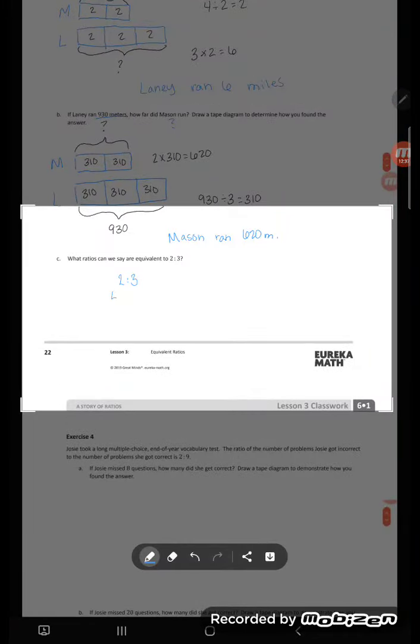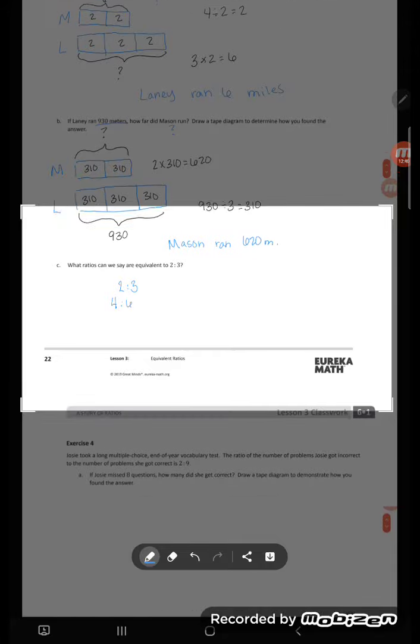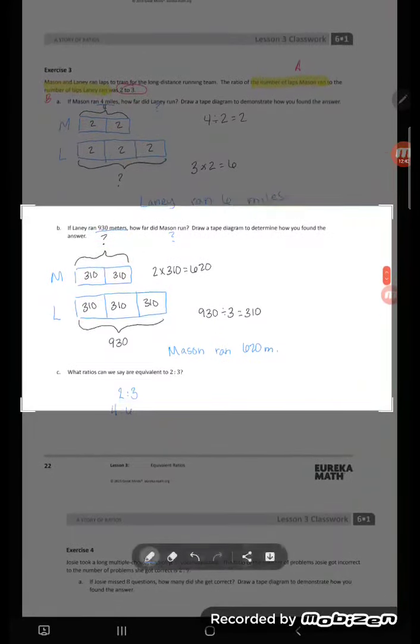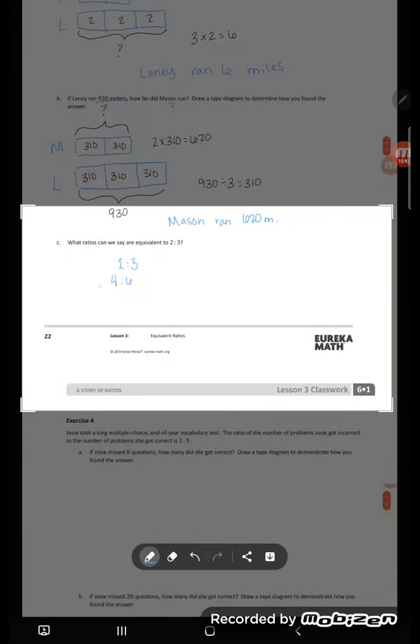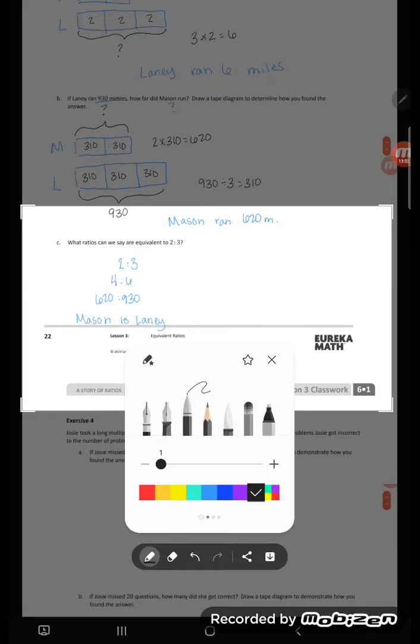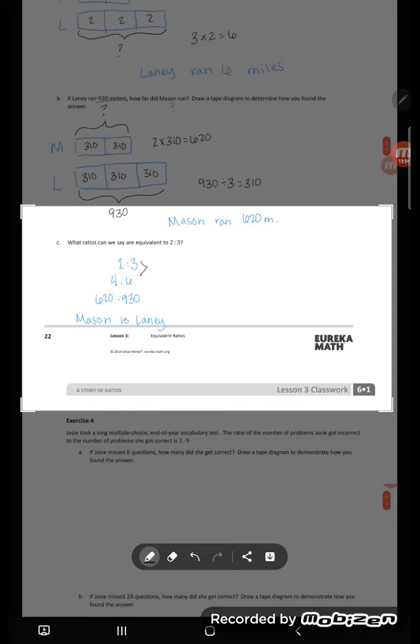I'm going to write 4, 6. Same idea here. We had 620 to 930, 620 to 930, because we had Mason to Lainey. I just want you to see that this is multiplied by the same thing too. This is multiplied by the same thing, 310.